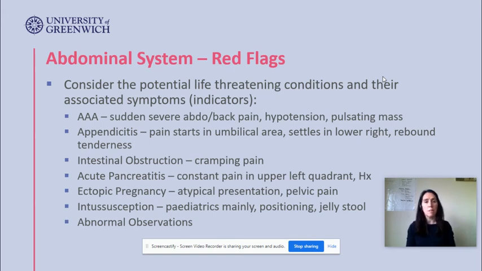So look into all the signs and symptoms of AAA. Pulsating mass is something that we see, not all of the time, but this can be the blood leak in the aorta. If you see a pulsating mass, don't poke it. Please don't poke it. Note it. Have a look at it. Get them into hospital quick.